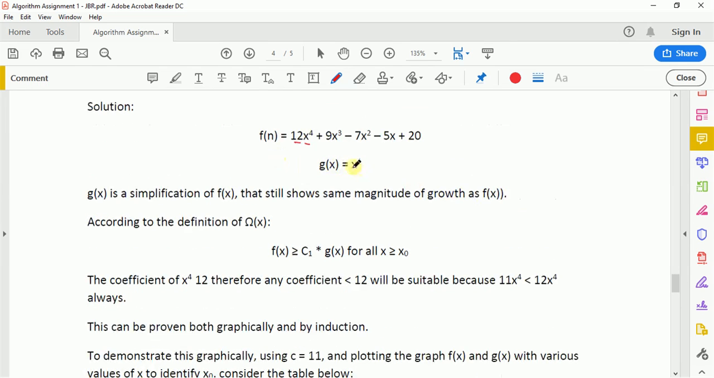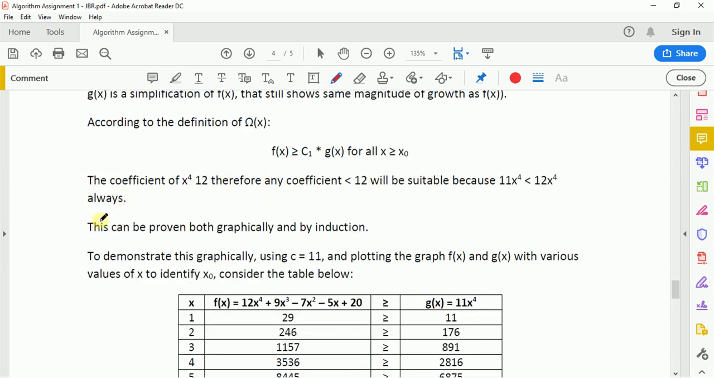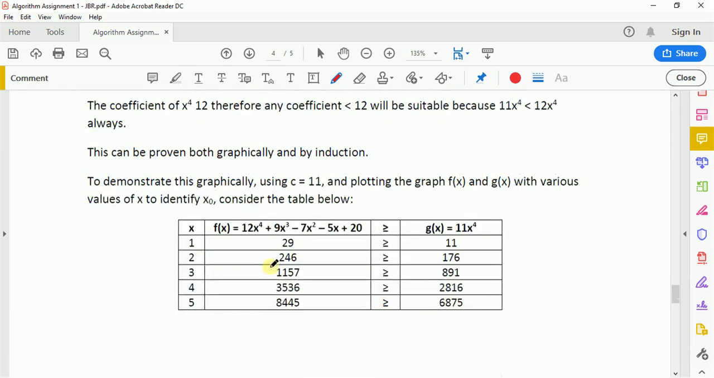Okay, g of x. First of all, we reduce the coefficient of the largest term. Now we've ensured that c will always be lower than this polynomial g of x. Okay, the c that you multiply with the g of x, which you got from the coefficient of the largest term, will always be lower than this. Then you test all values of x to see if this will always be greater than this. Okay, that's exactly everything written here.